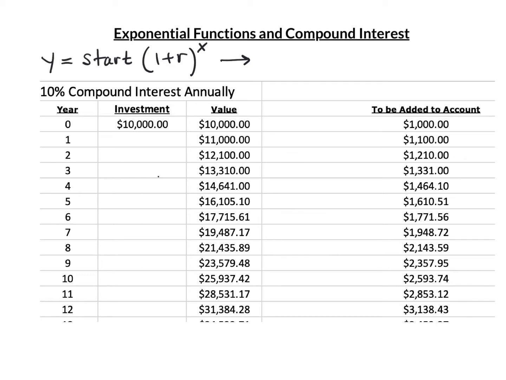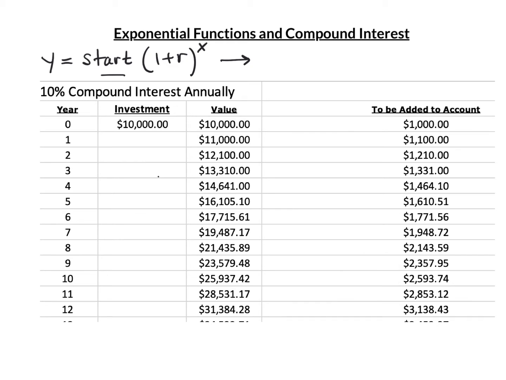Remember that the standard form of an exponential function is y equal to start, where the start is the y-intercept, times 1 plus r, which is the common ratio, current divided by previous, r being the rate, the percent that the investment is growing by, to the power of x, which is time.